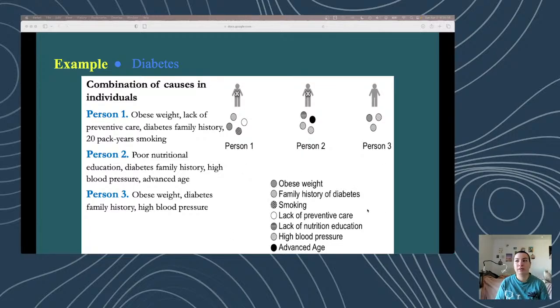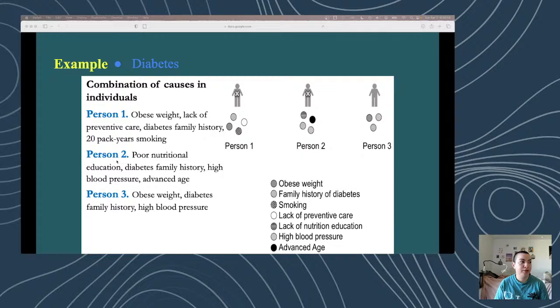But we can look at all the different marbles that each person has, excuse me, with this key down here. The first person has obesity, doesn't have access to preventive care like screening, for example, or behavioral counseling. They have a family history of diabetes, and they have 20-pack years of smoking.